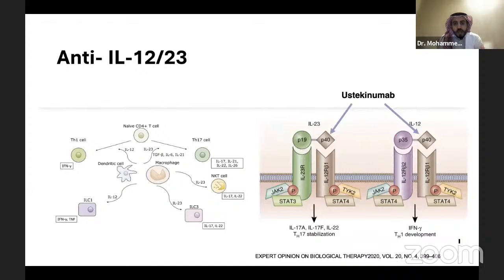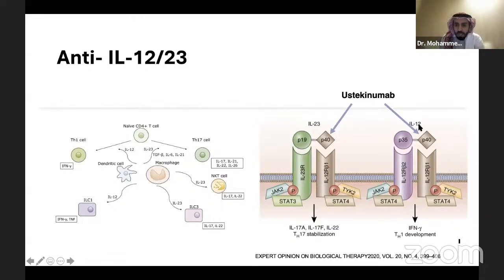The third axis is IL-12 and IL-23. Why IL-12 and IL-23? Because they share the same p40 subunit. Their receptors are comprised of two subunits, one is p40 and one is specific to each cytokine. The one that is approved now is ustekinumab, which targets the p40, so it targets both cytokines.